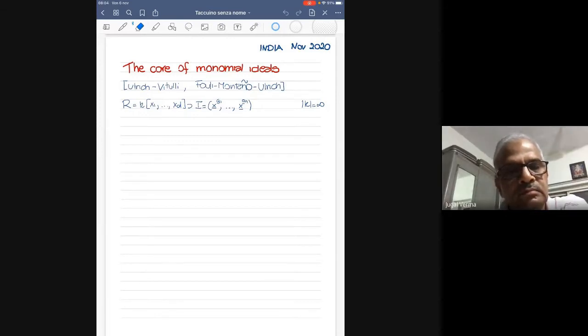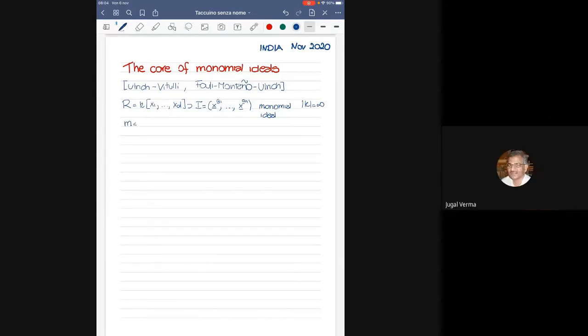So we start with a polynomial ring in d variables over an infinite field. And we take an ideal I inside this ring and we assume it is a monomial ideal. So I'm going to write that here, that I is a monomial ideal, and a1, ..., an are just exponent vectors. And we always denote with m the homogeneous maximal ideal of R generated by x1, ..., xd.